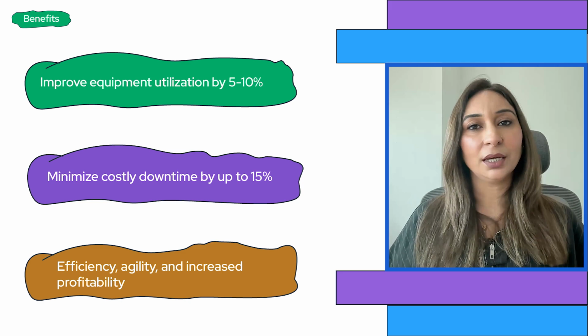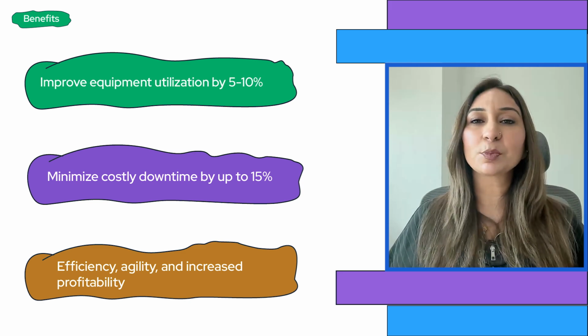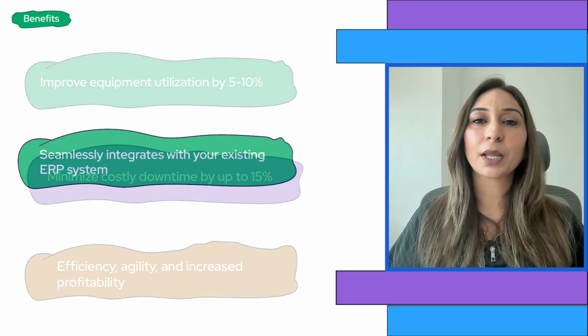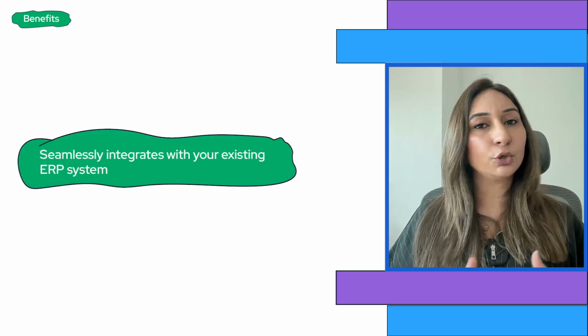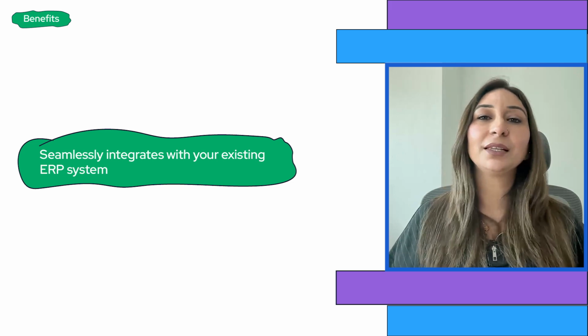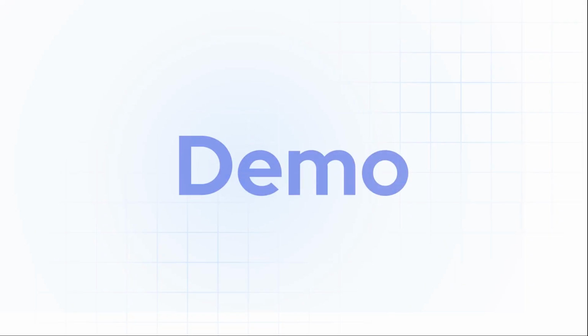In short, Agentic AI gives you the efficiency, agility, and increased profitability you need to thrive. Plus, it seamlessly integrates with your ERP system, so you can easily get started even with legacy systems. Now look at the live demo in action.